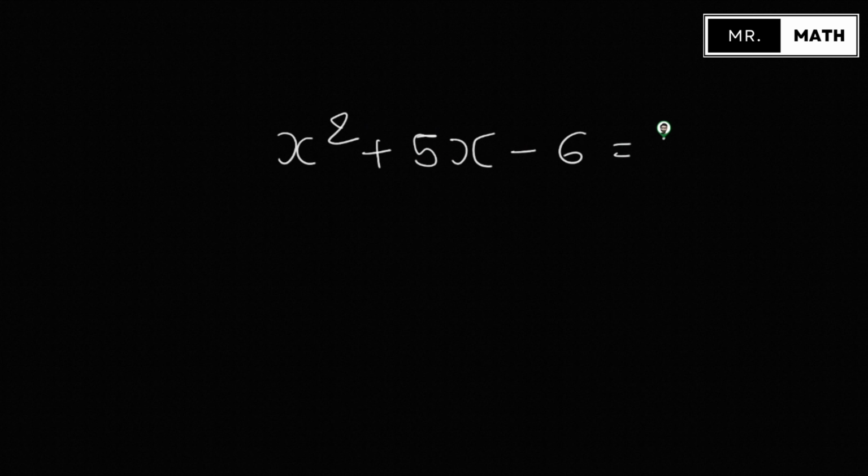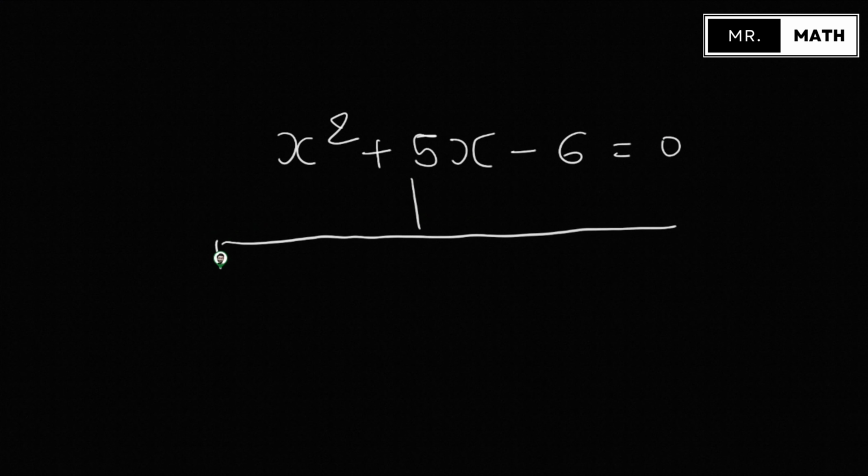So till now you know that any quadratic equation has one root or two roots, right? I have written a quadratic equation here, x square plus 5x minus 6 is equal to 0, right? In this lecture we will find the roots of the quadratic equation. So there are two ways to find the roots.